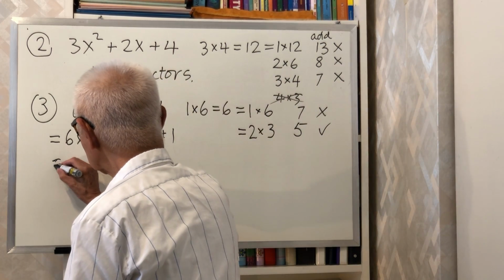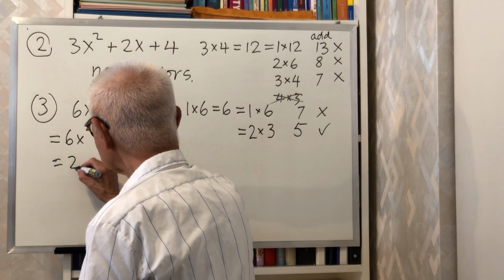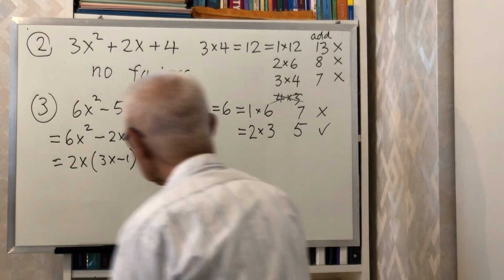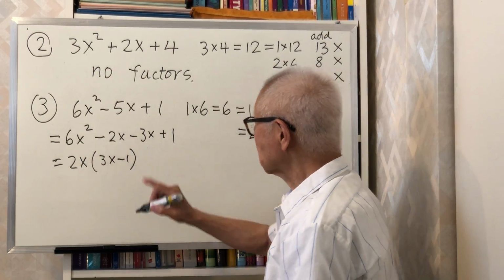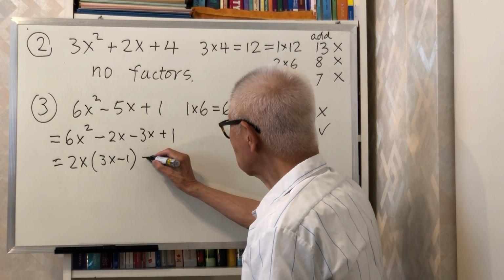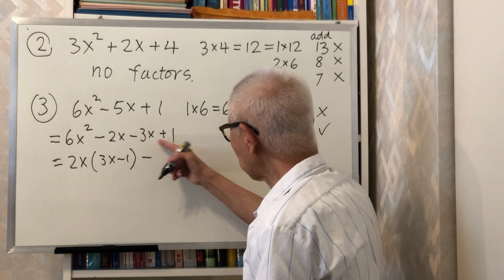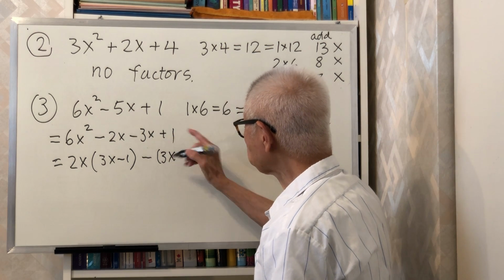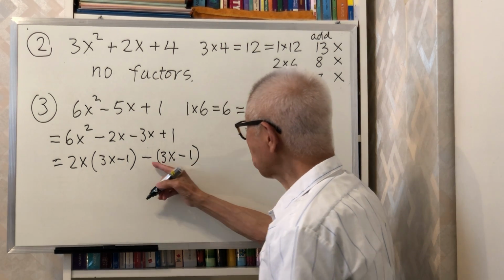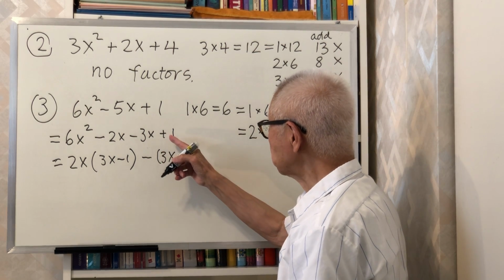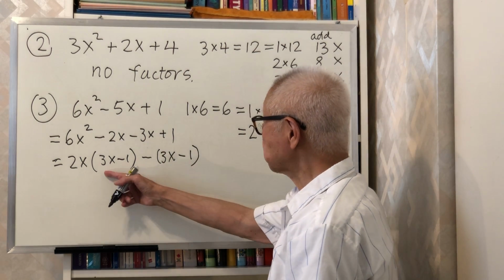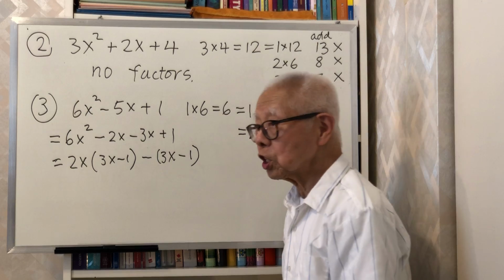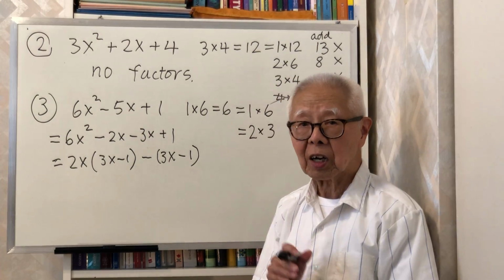Now, factor out 2x. Then the next 2 terms, I put a bracket around the 3rd term and the 4th term. I need to change this plus to minus. Because there is a minus before the bracket, I need to change the plus to minus. Then I see 3x minus 1 here, 3x minus 1 there. These 2 brackets are the same. I can factor out the bracket.